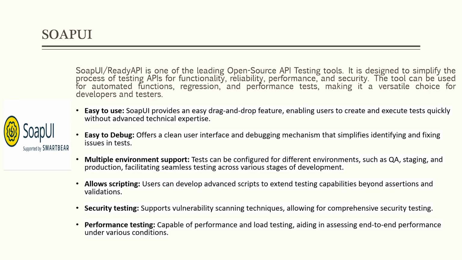Now, in no particular order, we will start. First of all, we start with SoapUI, one of the leading open source API testing tools, and it is one of the most used also. It's designed for simplicity of testing APIs. We can test API functionality, reliability, performance, and security, and you can do automated functional, regression, and performance tests with it.